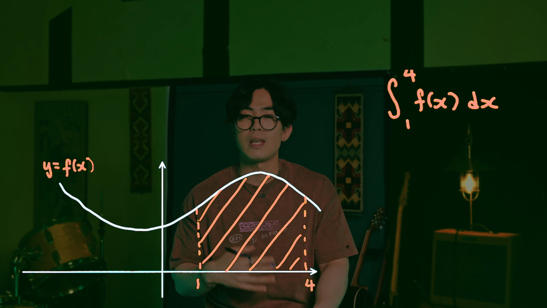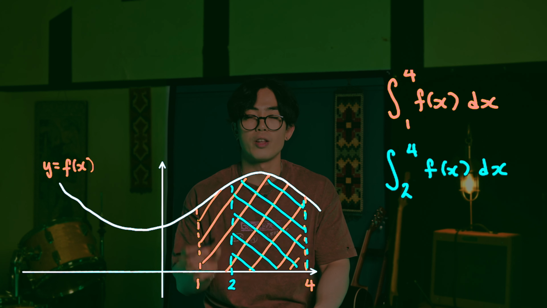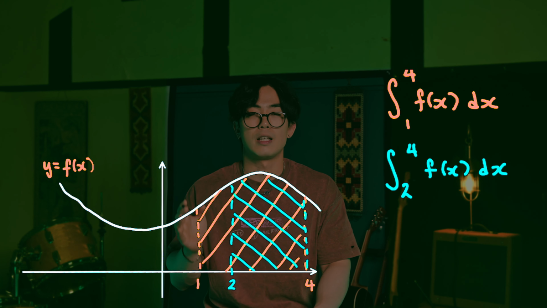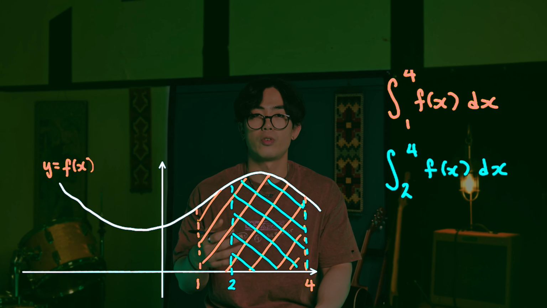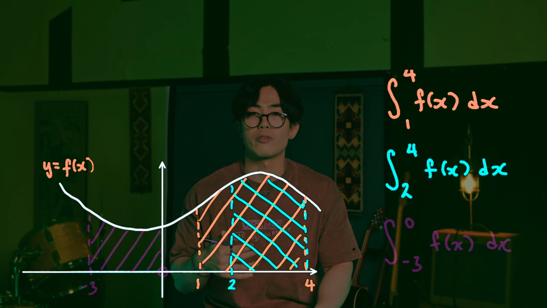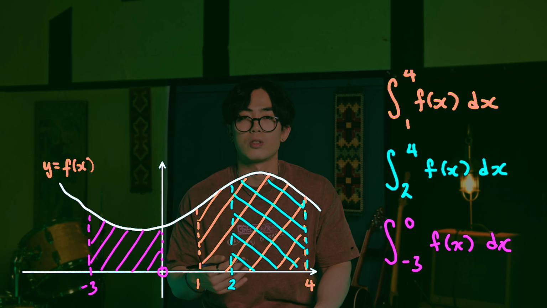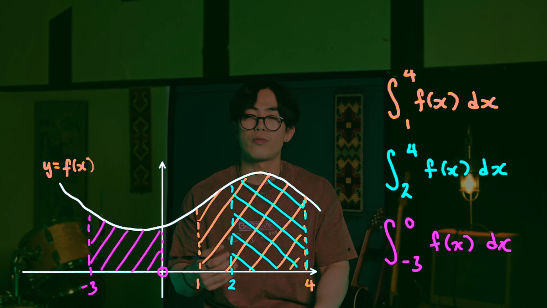If I change the limits from 2 to 4, this is now going to be, if you just imagine vertical lines, the area under the curve from 2 to 4, so this area here. If I integrated it with limits of -3 to 0, then it'll be this area here. So that's why definite integrals are so important, because it allows us to find this particular area. Let's look at an example.